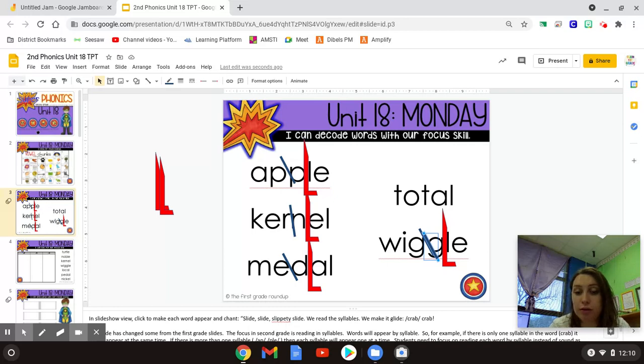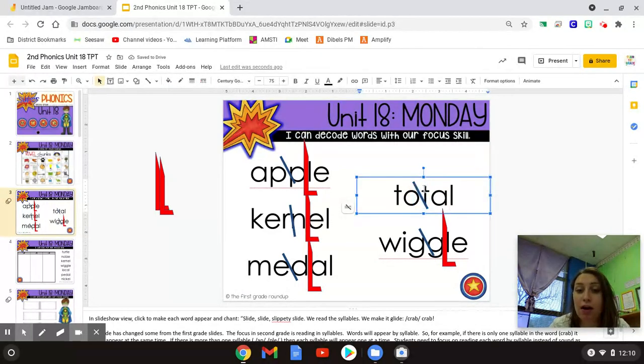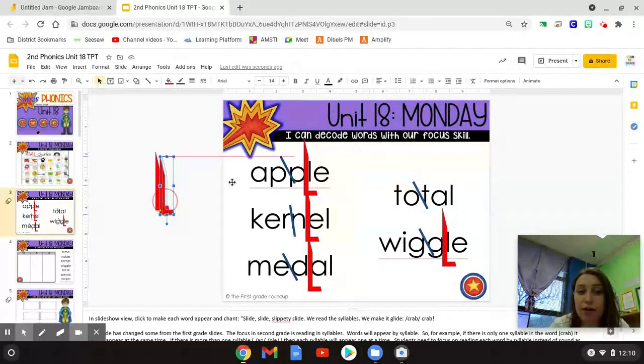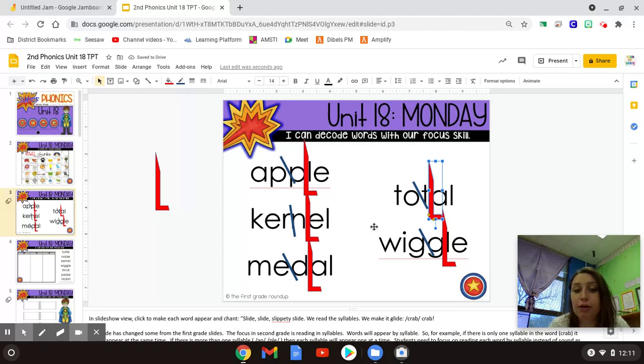So what I'm going to do is go ahead and separate the syllables. Then I'm going to look at the final syllable. Do I have that consonant pattern? Yes, I do. T is a consonant. It's not a vowel. So it goes right here. Consonant A-L. Now when I read the word, I know that it's total. All right. Very good job looking and coding these words.